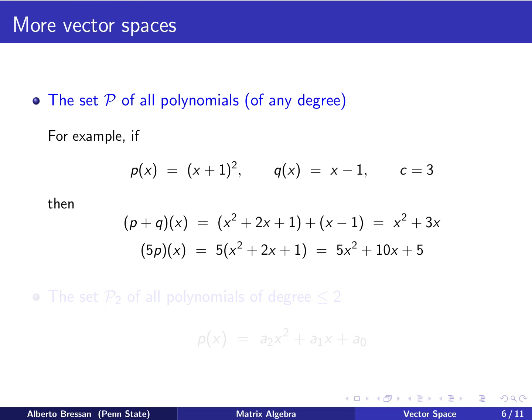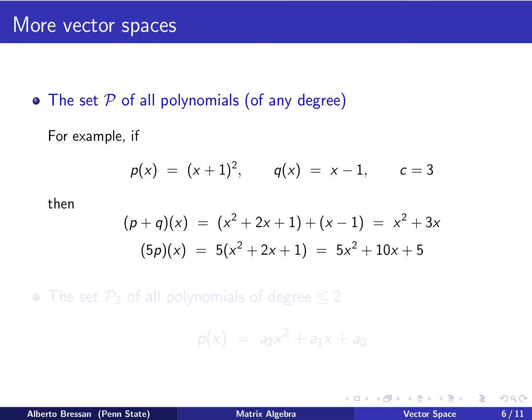And we can look at specific types of functions. In particular, the set of all polynomials, we call it P for polynomials. And we are not restricting the degree, so any degree. Okay, so for example, if I have a polynomial p of degree 2, so (x plus 1) squared, and then I have another polynomial q, which is first degree, x minus 1, and let's take a constant c to be 3. So what is p plus q?